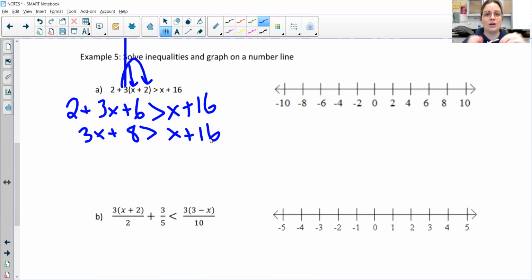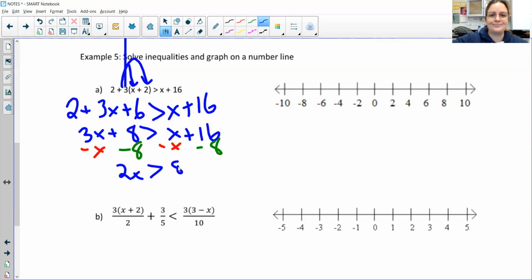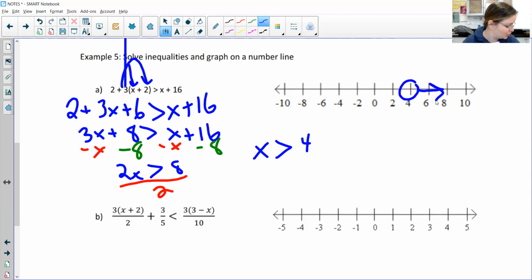Then we're going to move all our x's to one side and all our numbers to the other side. I'm going to do this in one step. I'm going to subtract x from both sides, and subtract 8 from both sides. I'm going to end up with 2x is greater than 8. Then I'm going to divide by 2 and get x is greater than 4. So on the number line, 4 is the crucial point. I'm going to circle it. I'm not going to fill it in because it cannot be equal to 4. And then I'm going to draw my arrow in this direction.